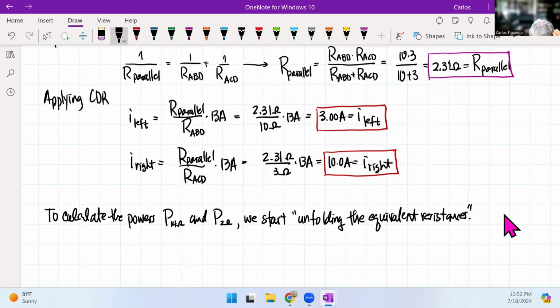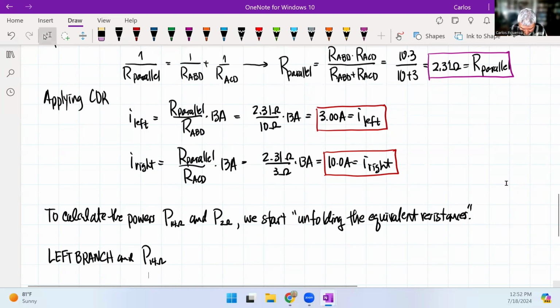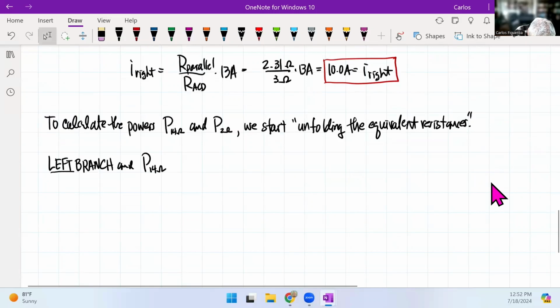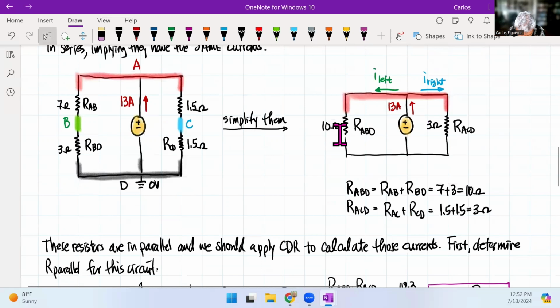So let's look at the left branch, and the power of the 14 ohm. So here's what we see. If you look at the circuit here, I have a 10 ohm. That 10 ohm is a combination of a 7 and 3. But remember, the 7 contains the two 14s. So let's write that out.